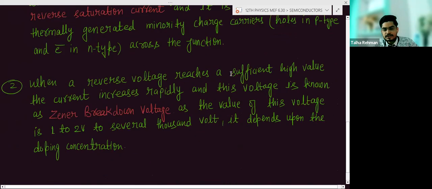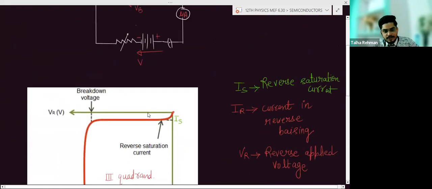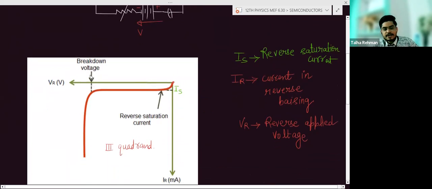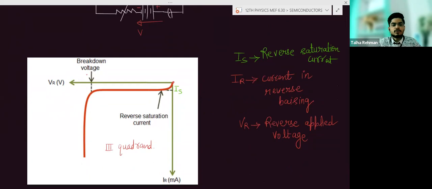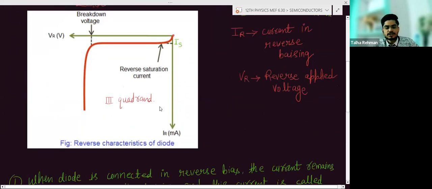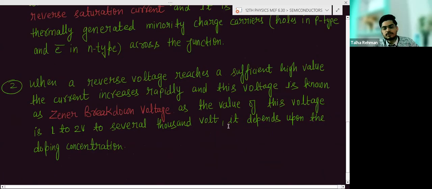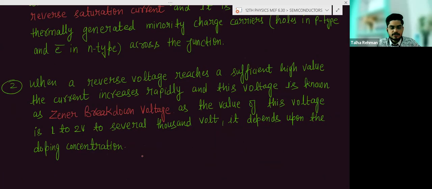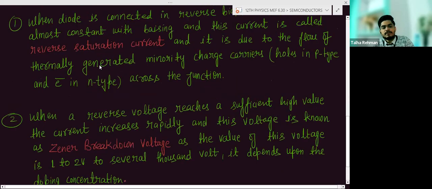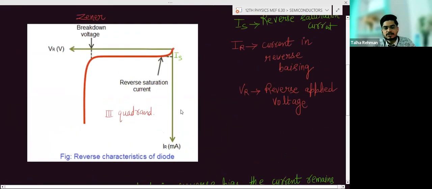When the reverse voltage reaches a sufficiently high value, the current increases rapidly, and this voltage is known as the Zener breakdown voltage. When the reverse voltage increases to this value, the current suddenly increases. The value of this voltage ranges from 1 to 2 volts to several thousand volts, depending upon the doping concentration of the PN junction.